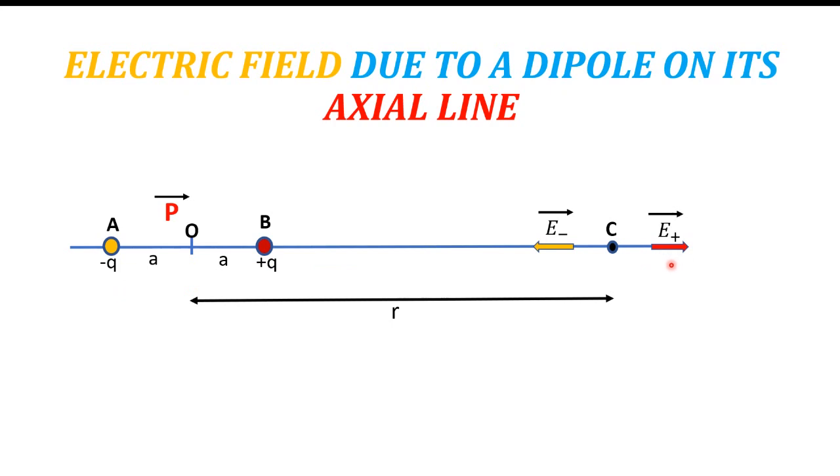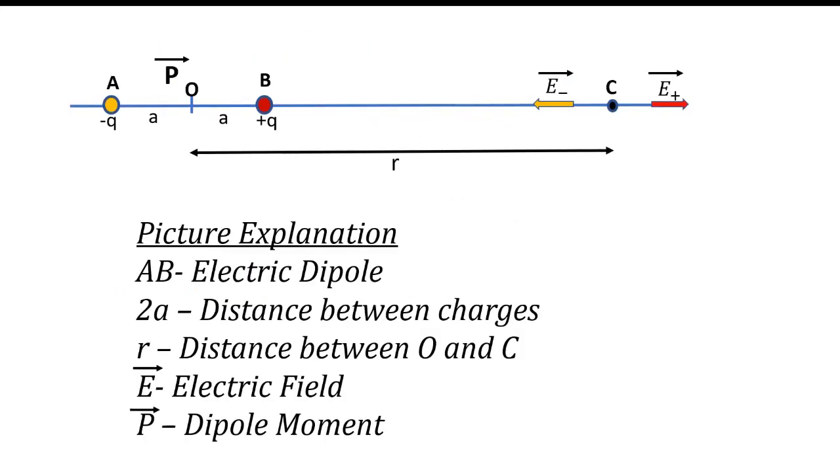This is an important 5 marks question asked in annual exams, so understand the concept carefully. First of all, we have to draw the picture. Then we have to give the picture explanation. The explanation could be simple like this: AB, electric dipole. 2a, distance between charges. r, distance between O and C. Vector E, electric field. Vector p, dipole moment. This is enough, right?